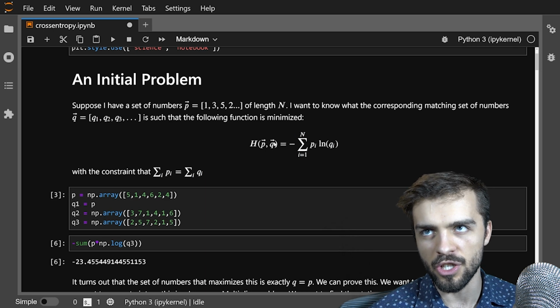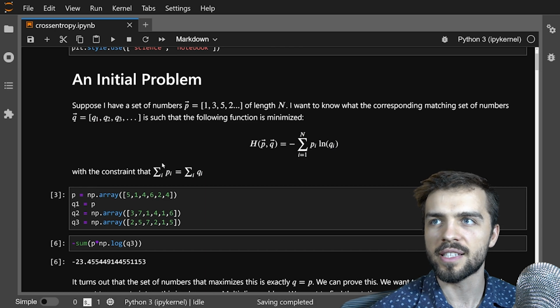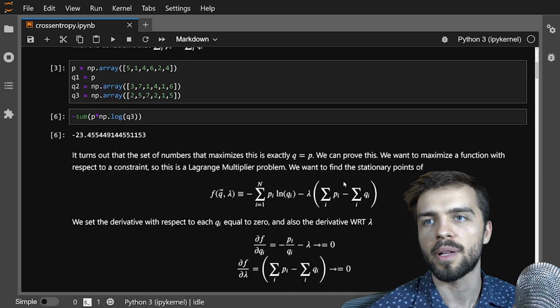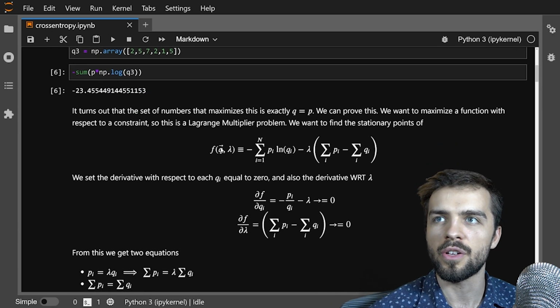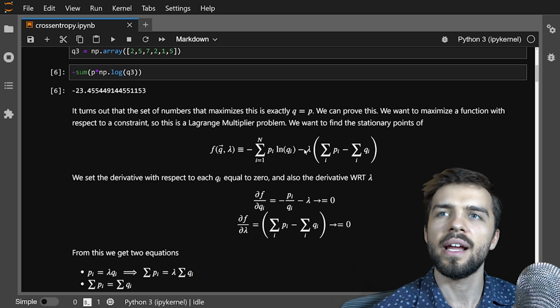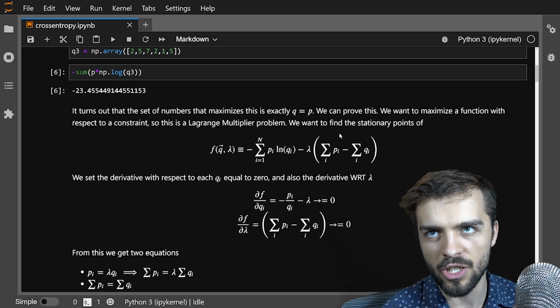Remember that you're changing q's, so q's are your free parameters, with the constraint that the sum of all the p's is equal to the sum of all the q's. So this is perfect for Lagrange multipliers. And so you have this function here. You define a new function f, and it's the function that you want to find the extreme values of, in our case the minimum, minus some parameter here called lambda times the constraint. And this constraint in here is this function is equal to 0.